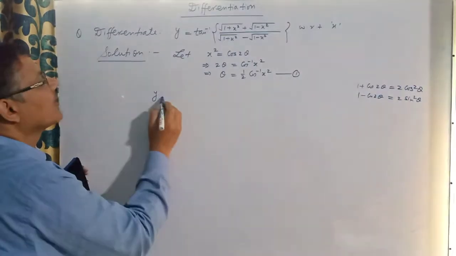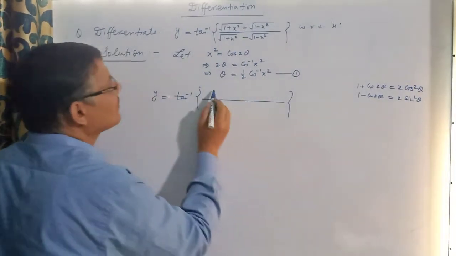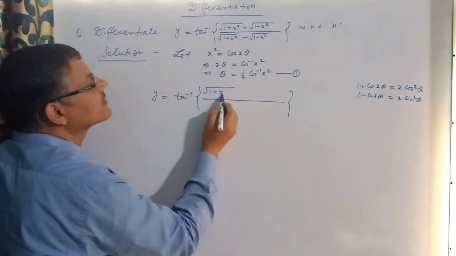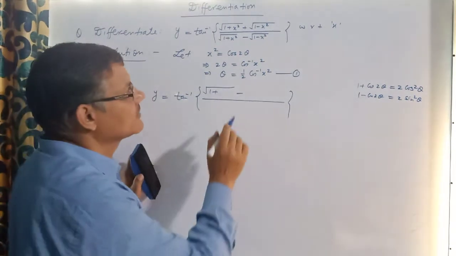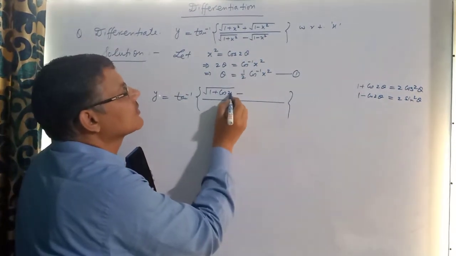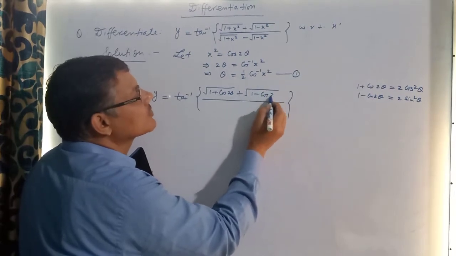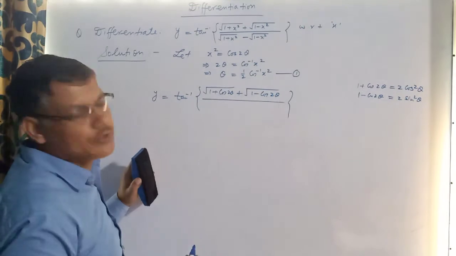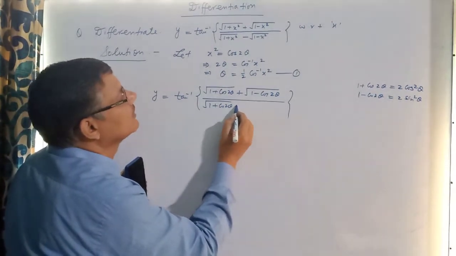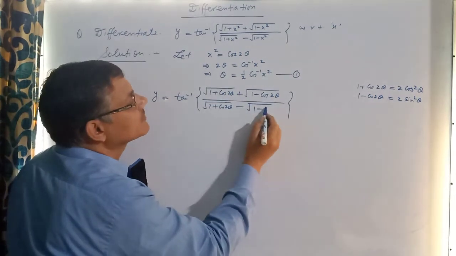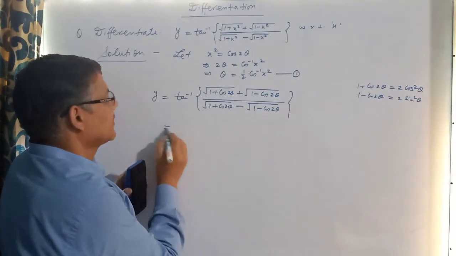So here we get y is equal to, putting in a simple way, tan inverse of root over 1 plus cos 2 theta plus root over 1 minus cos 2 theta, divided by root over 1 plus cos 2 theta minus root over 1 minus cos 2 theta. At the place of x square we have taken cos 2 theta. This is the part for substitution.